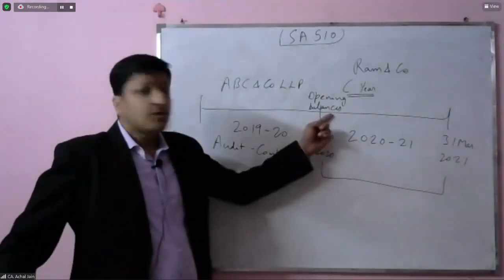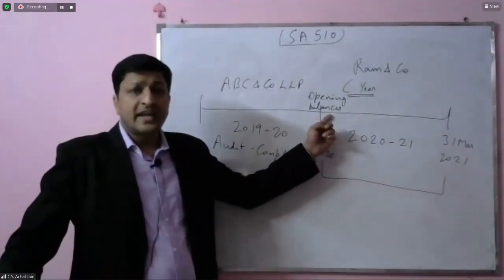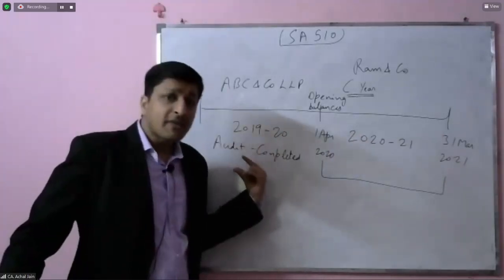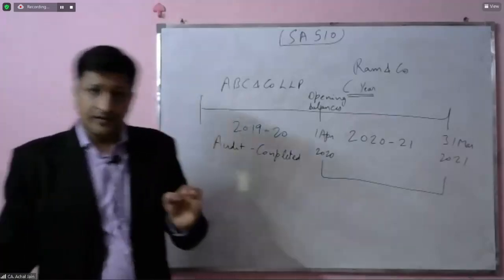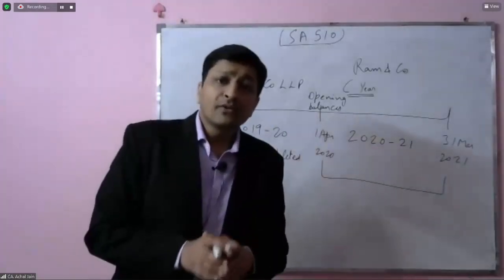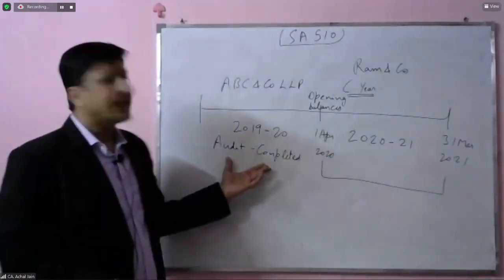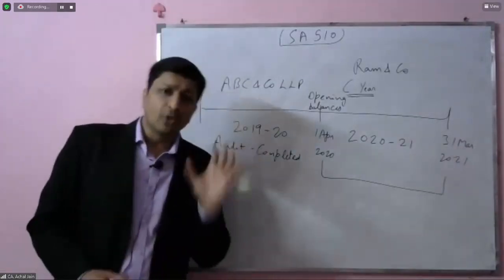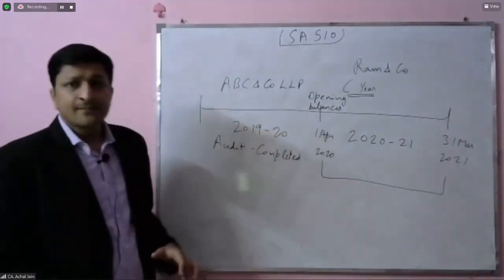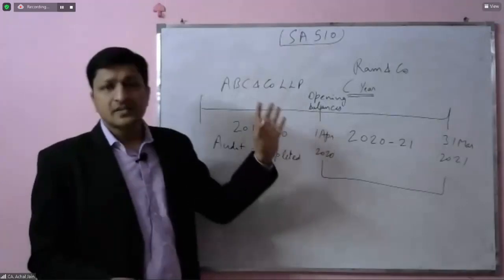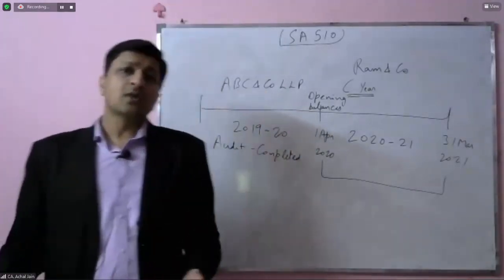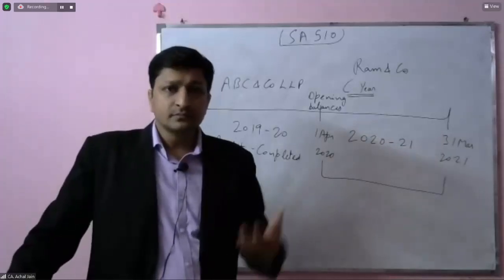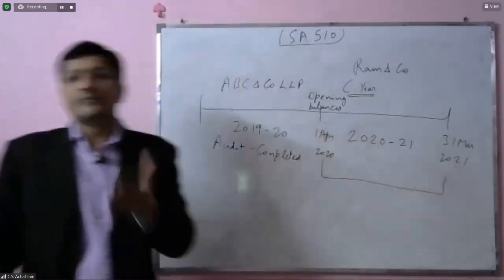Now, what are these opening balances? They are nothing but the closing balances as of 31st March 2020. If we look at the financial year 2019-20, it is already audited. And that's why, if we look at the opening balances, that means 1st April 2020, those are also in a way audited because the same numbers are carried forward.